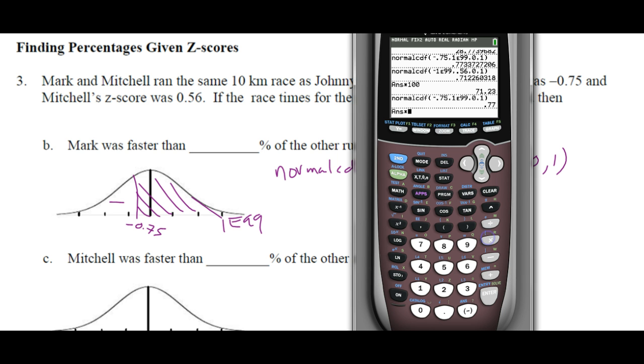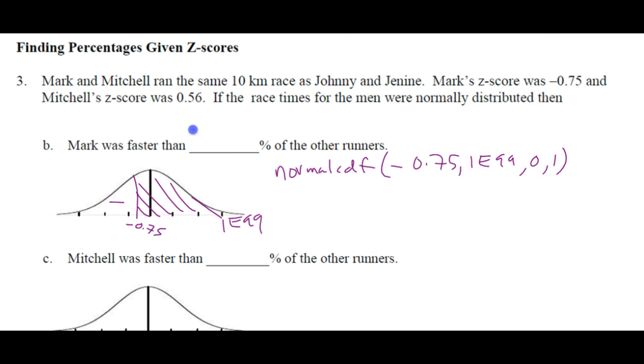0.77 times 100, right? Because all it's showing me is 2 decimals, and if I wanted this thing rounded, I actually have to do the times 100. 77.34%.